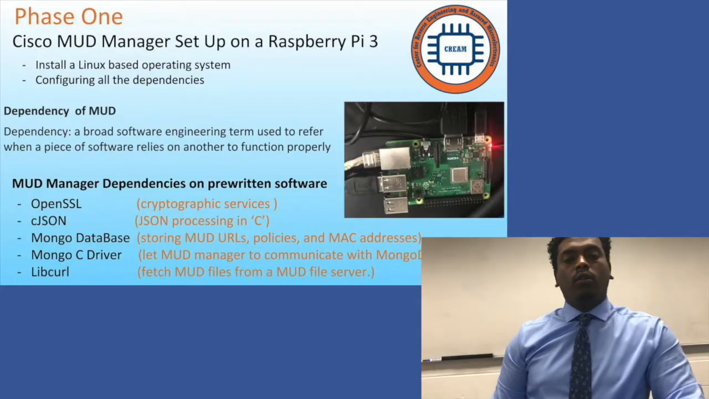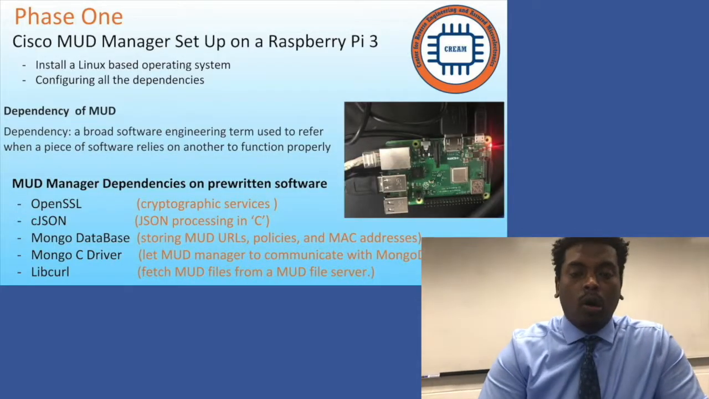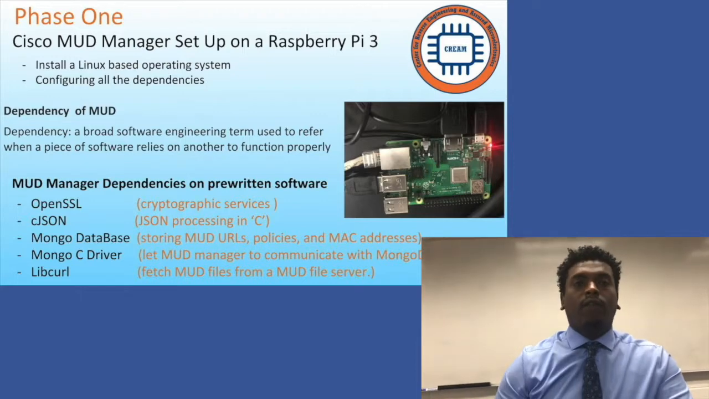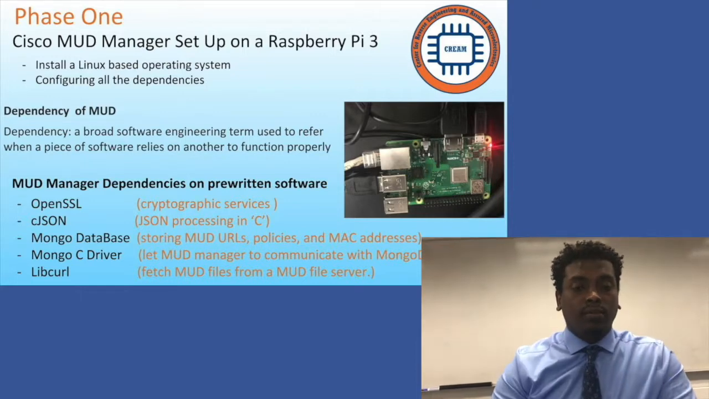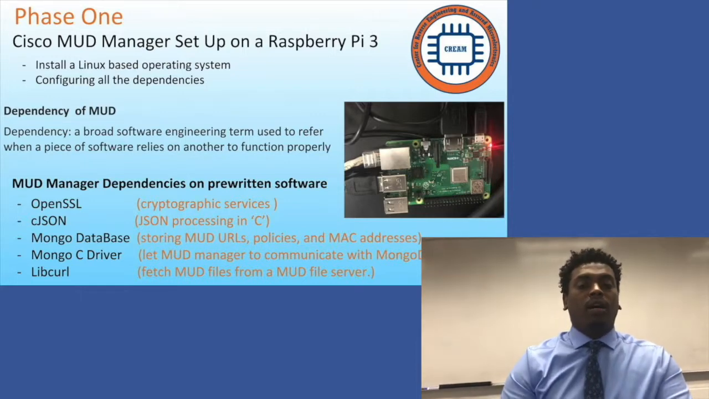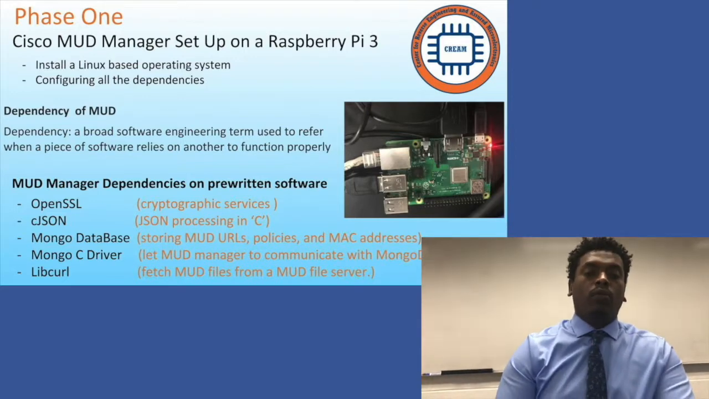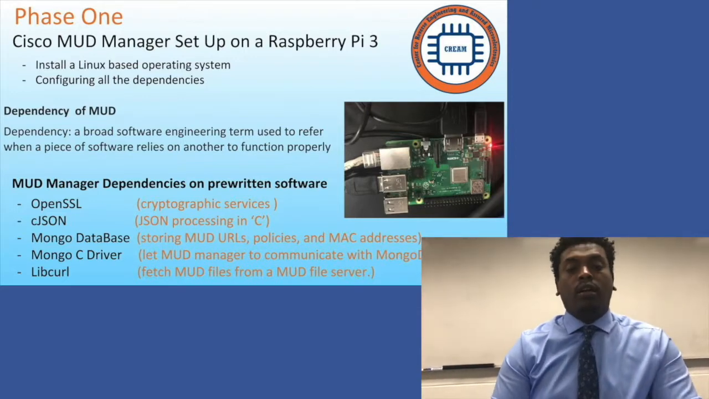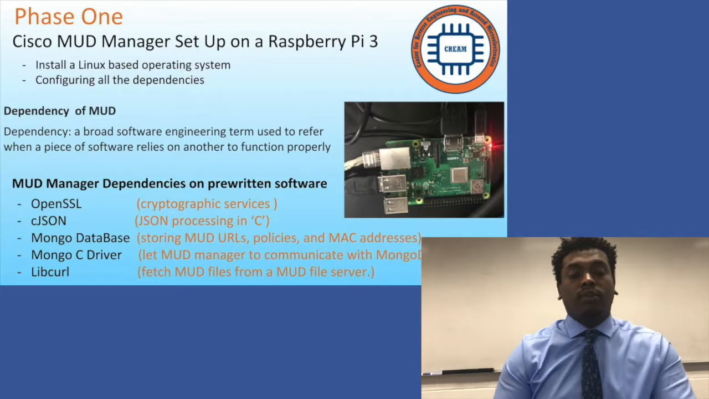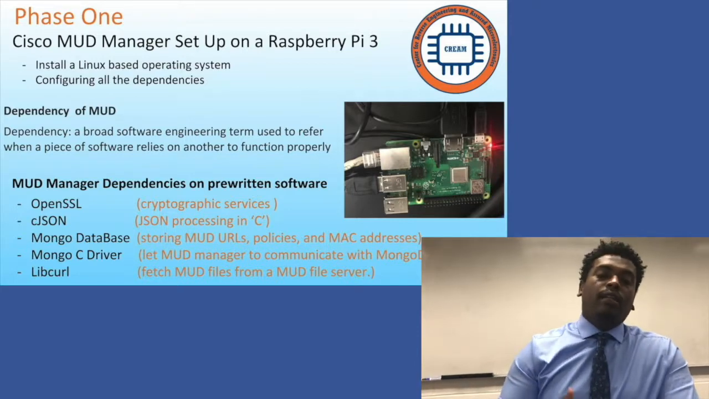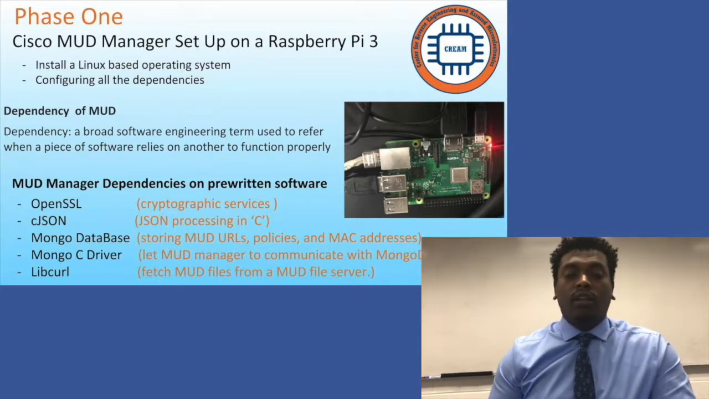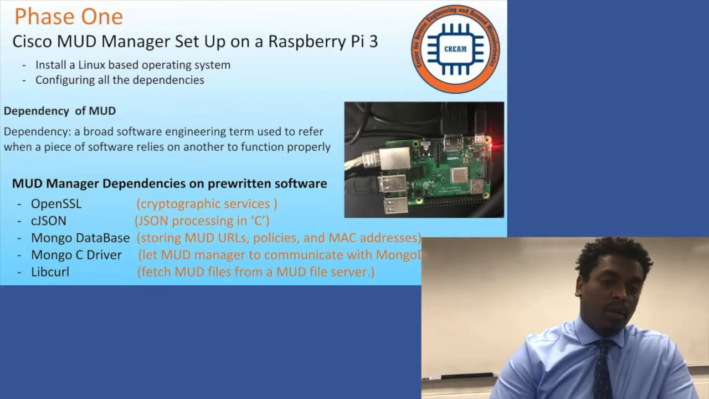During phase one, we were tasked with two objectives. The first task is to pick an operating system that is compatible with our Raspberry Pi and is able to work with MUD, the Manufacturer Usage Description written by Cisco. And the second task is to configure this MUD on our Raspberry Pi.